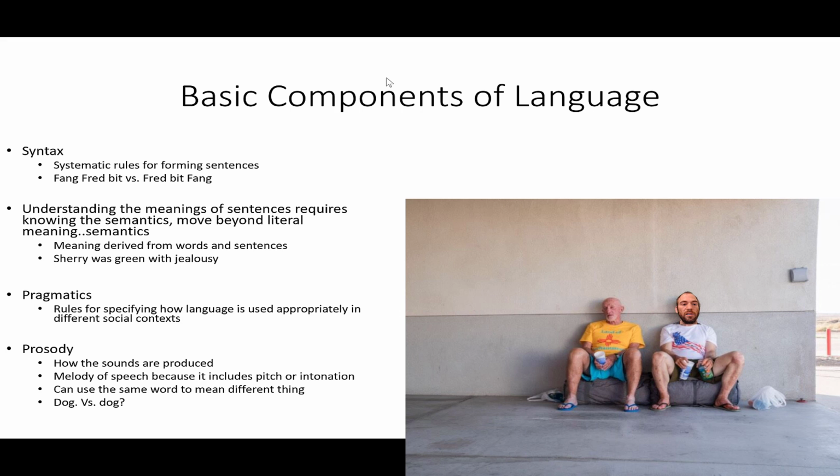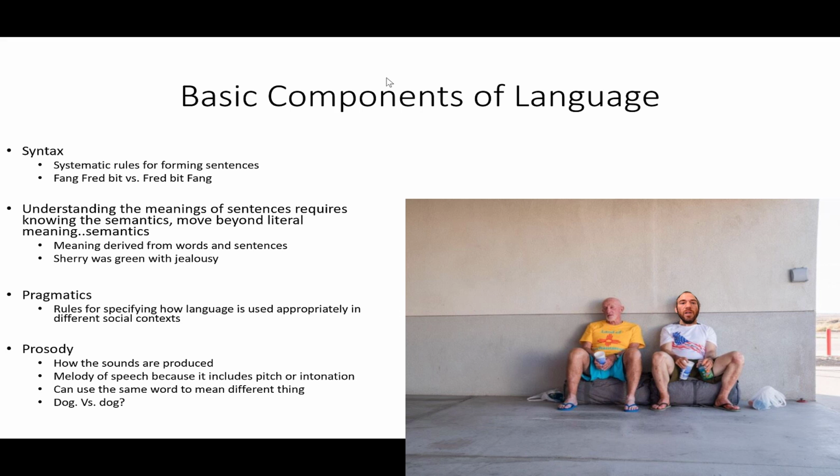Dog versus dog. So, like I said before, for semantics, the idea here is that understanding the meanings of sentences requires semantics, because the meanings of sentences are not literal. So in this example, Sherry was green with jealousy. Sherry most likely is not an alien. However, she is jealous. And we understand this because we do not read and interpret words in only their literal sense.